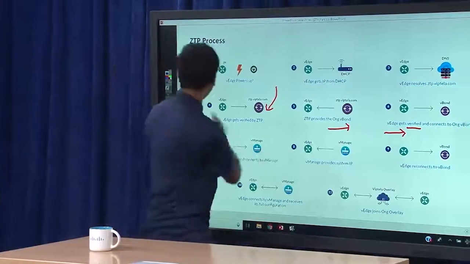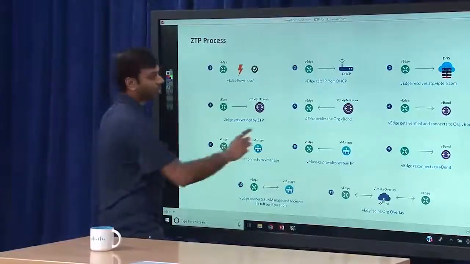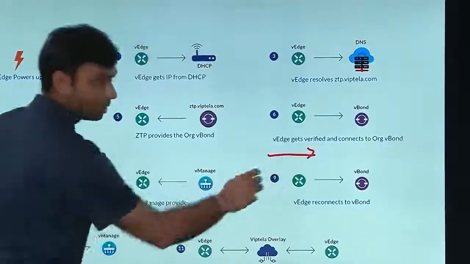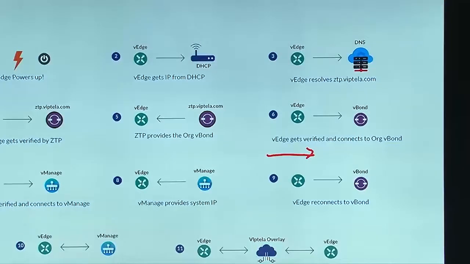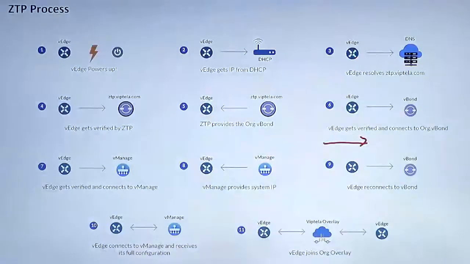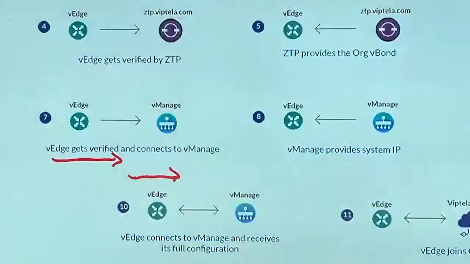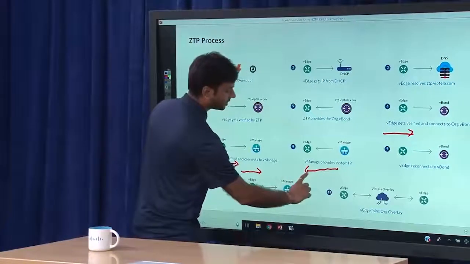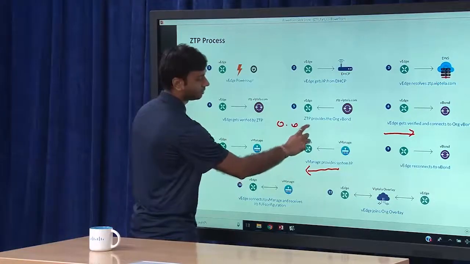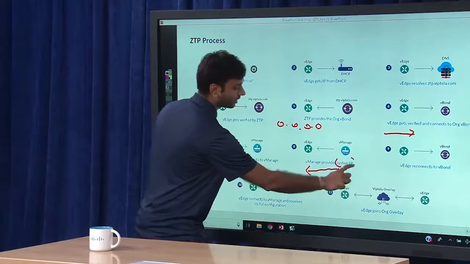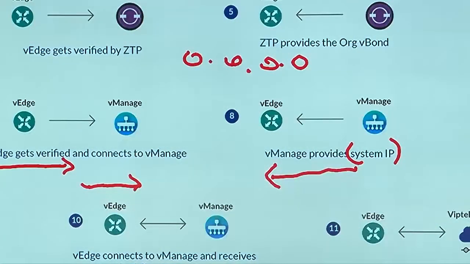So now that our vEdge is verified by the vBond, the next step is the vBond redirects to the vManage. So it tells the vEdge, go connect to this vManage, and it again gets verified here, all the certs part and the chassis and the serial number part, it gets verified on the vManage. And vManage then provides the system IP. Until here, the system IP is null. So system IP is how we recognize a device uniquely on an overlay.